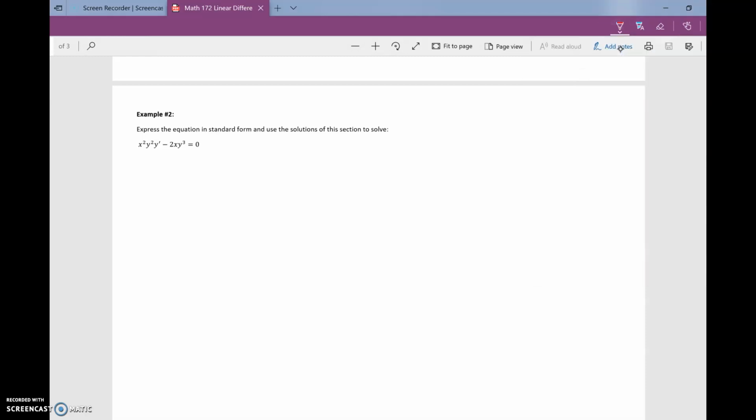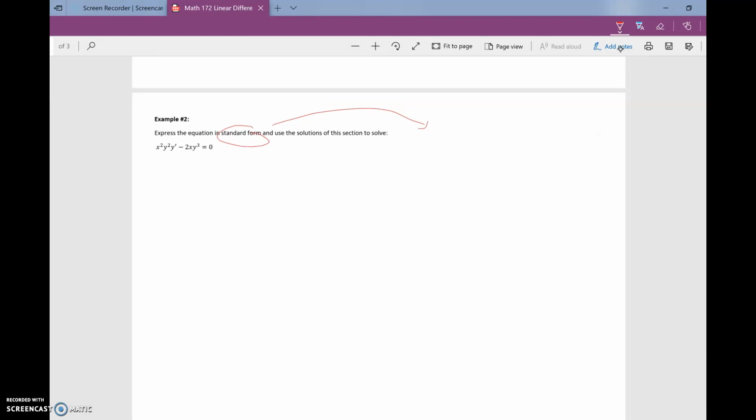Hi class, let's take a look at example 2, which is basically the same problem as example 1, except that we're given specific instructions to write it in standard form and then to use the formulas in this section. Now, for the majority of the problems, they're just going to say solve. And that's because if it's separable, it's easier to separate the variables than dealing with the integrating factor of, well, the e to the p of x.